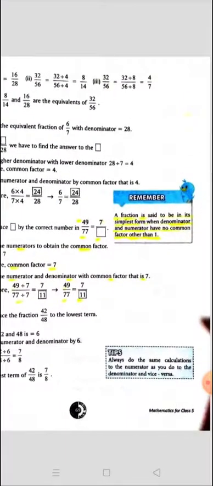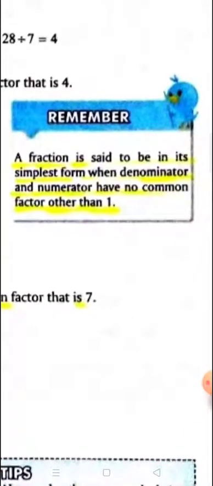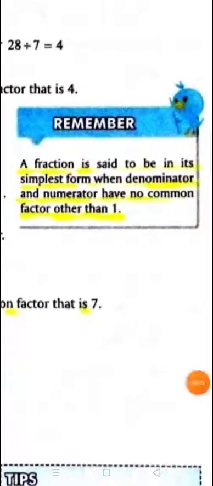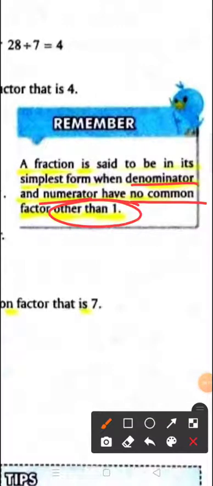Here see, a fraction is said to be in its simplest form when the denominator and numerator have no common factor other than 1. If the numerator and denominator have no common factor other than 1, then it is called the simplest form or lowest form. Simplest form and lowest form have the same meaning.